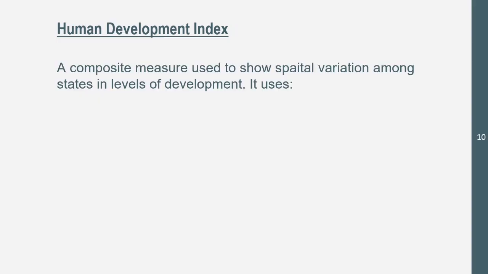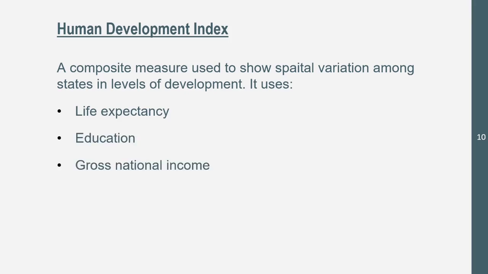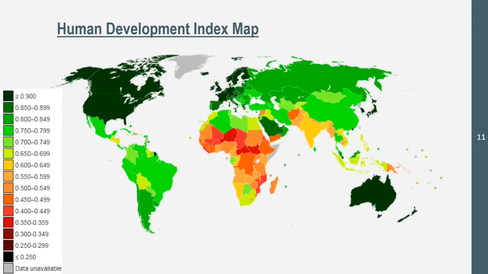Now let's get into the Human Development Index, which is a composite measure used to show spatial variation among states and levels of development. So it uses life expectancy, education, and gross national income. So let's get started just by looking at the Human Development Index at a national scale of analysis. We're comparing data on a nation-by-nation basis. So the higher you are on this HDI scale, the more developed you are, the more education you have, the more income one has, all of that stuff.